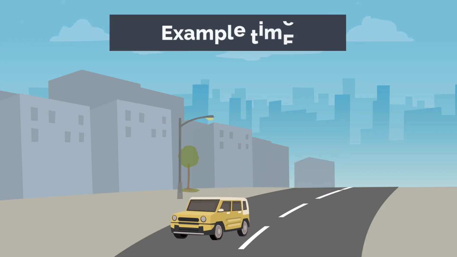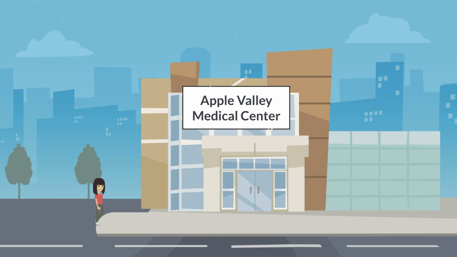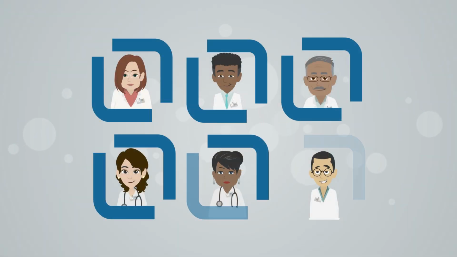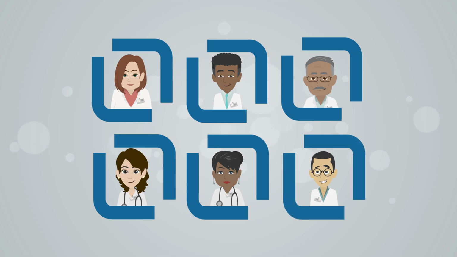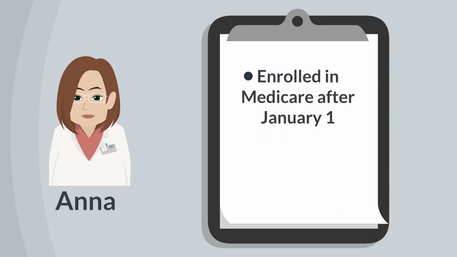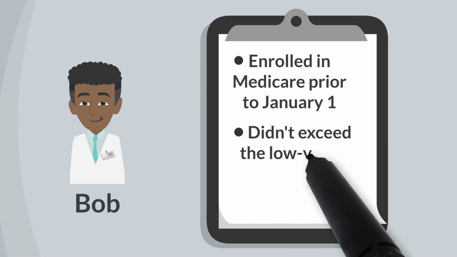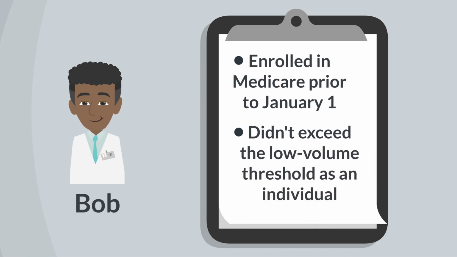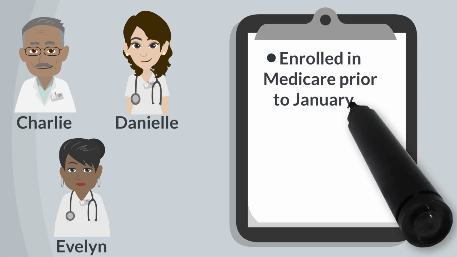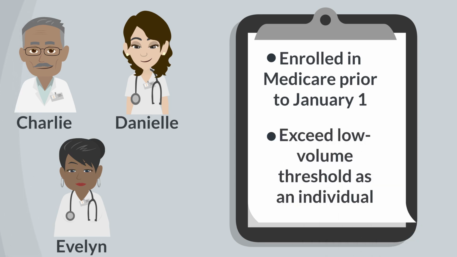Now let's look at an example of how clinicians can participate in MIPS as a group by visiting Apple Valley Medical Center. Apple Valley Medical Center has 6 clinicians on staff, all of whom have reassigned their billing rights to the TIN. Let's meet them. Anna enrolled in Medicare during this performance year. Bob enrolled in Medicare prior to the performance year, but didn't exceed the low volume threshold as an individual at this practice. Charlie, Danielle, and Evelyn each enrolled in Medicare prior to the performance year and exceed the low volume threshold as individuals at this practice.